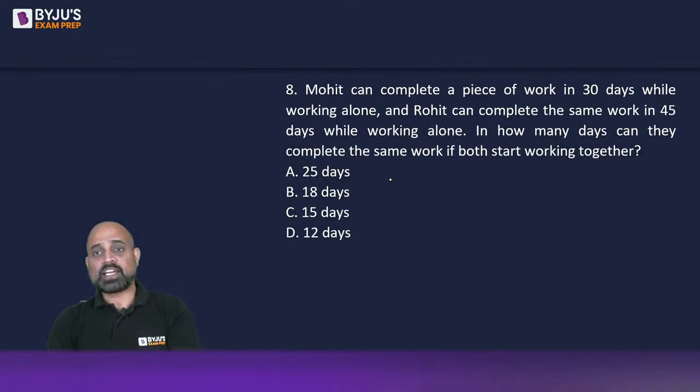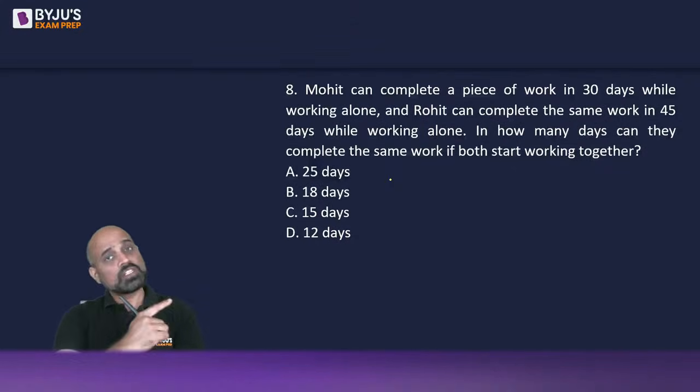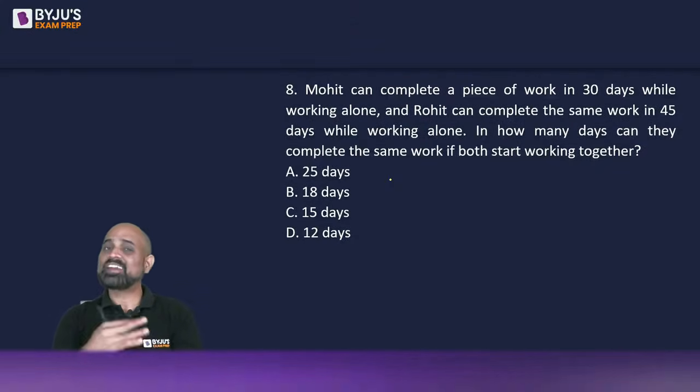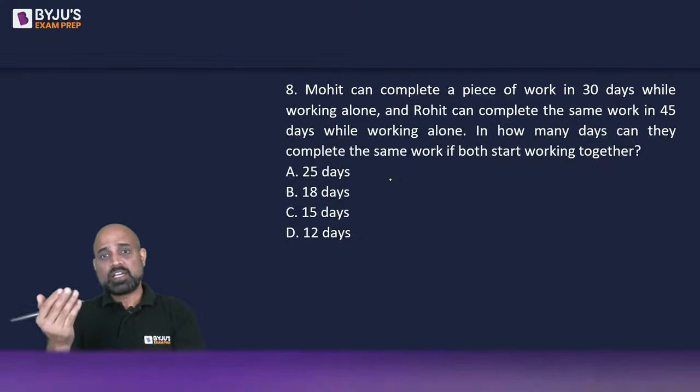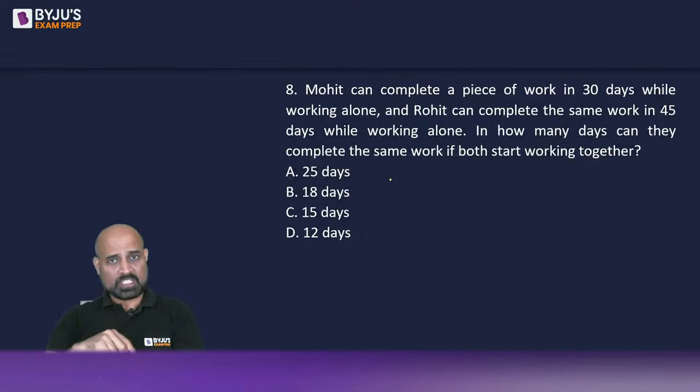Next, Mohit can complete a piece of work in 30 days while working alone, and Rohit can complete the same work in 45 days while working alone. In how many days can they complete the same work if both start work together? So ये together का है. We can use the same logic as previous one and a shorter logic here. The thing is, यहाँ पर individual is given and overall is given. So we have a shortcut for this.